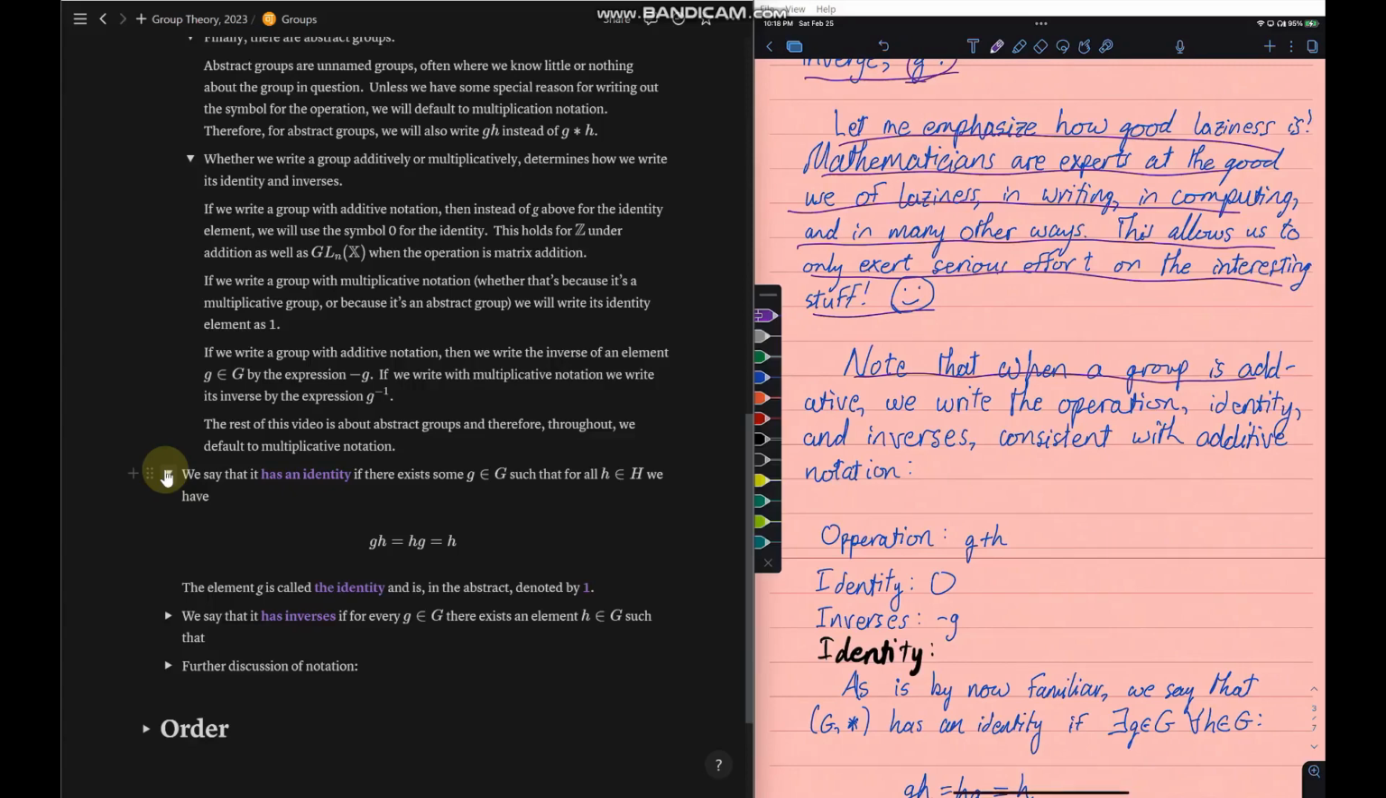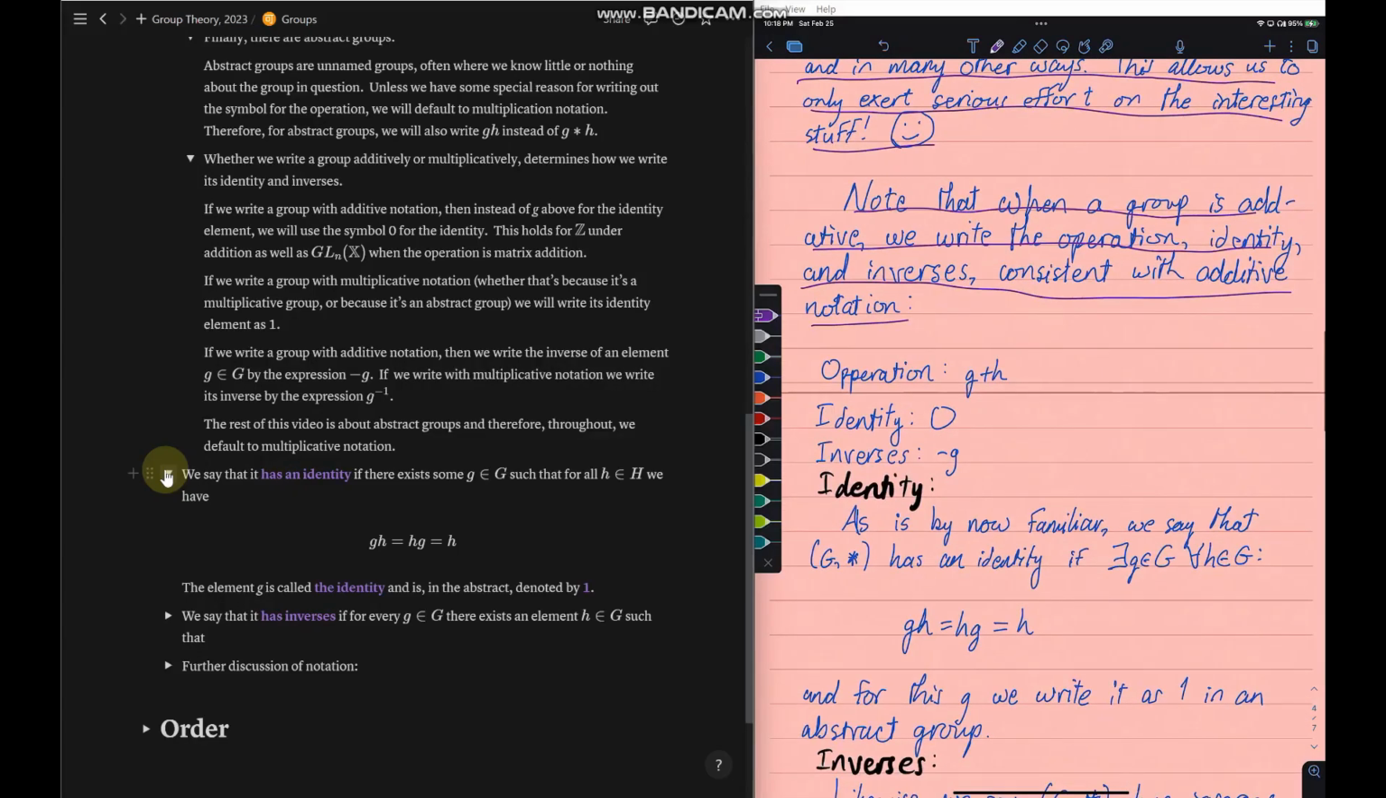Note that when a group is additive, we write the operation, identity, and inverses consistent with additive notation. So the operation is written with a plus sign. The identity is the symbol 0. Again, it doesn't have to actually be the number 0. It could be a matrix 0. It could be a lot of other things. But if we use the notation of a plus sign for the operation, then we're going to consistently use the 0 symbol for the group identity, and similarly the minus sign for the inverse of a group element.